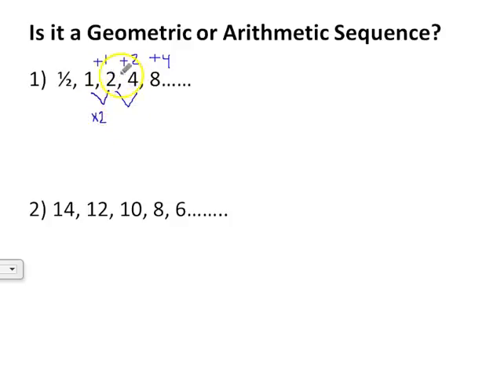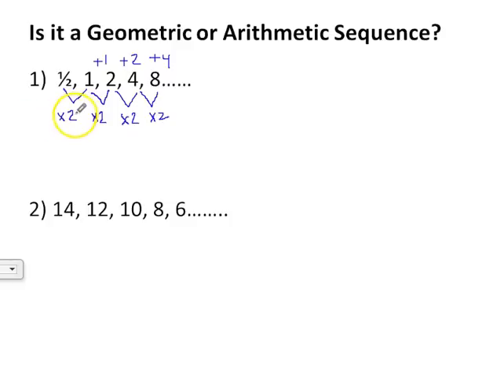What about going from 2 to 4? What do I multiply 2 by to get to 4? I would multiply 2 times 2 to get to 4. And then I can keep checking. 4 to 8, it's times 2. And we can go back and do that to the 1/2 here. I just went to the whole numbers, and we're looking at those because to me it's easier to see the patterns when we're talking about whole numbers. But we can go back and see that 1/2 times 2 does give us 1.